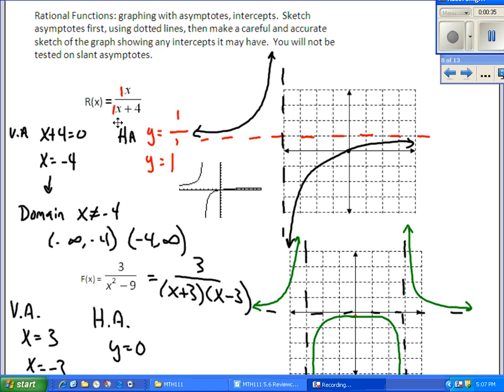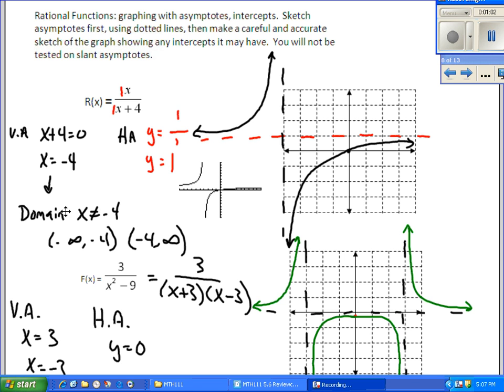The vertical asymptote we can find by setting the denominator equal to 0, giving us x equals negative 4, which is this dotted line here. The horizontal asymptote we can find by comparing the degree of the numerator to the denominator. Since they're both degree 1, we take the ratio of the leading coefficients. Those are the red ones I've written in here. So y equals 1 is the horizontal asymptote of the function, which is the red dotted line here.